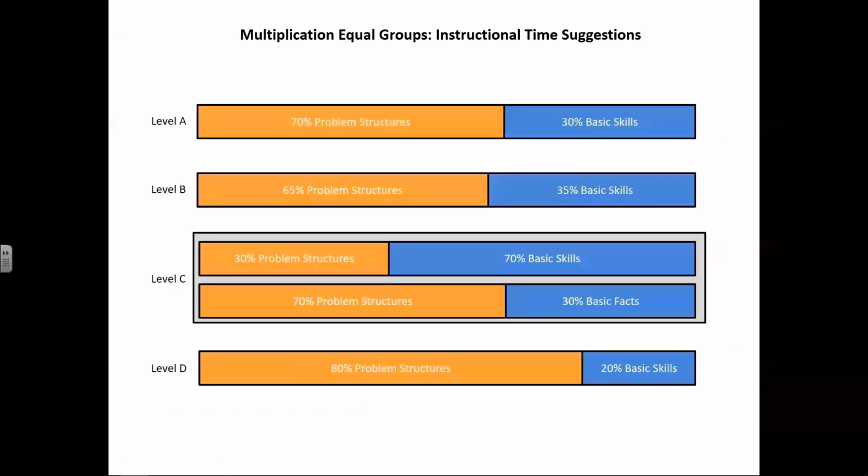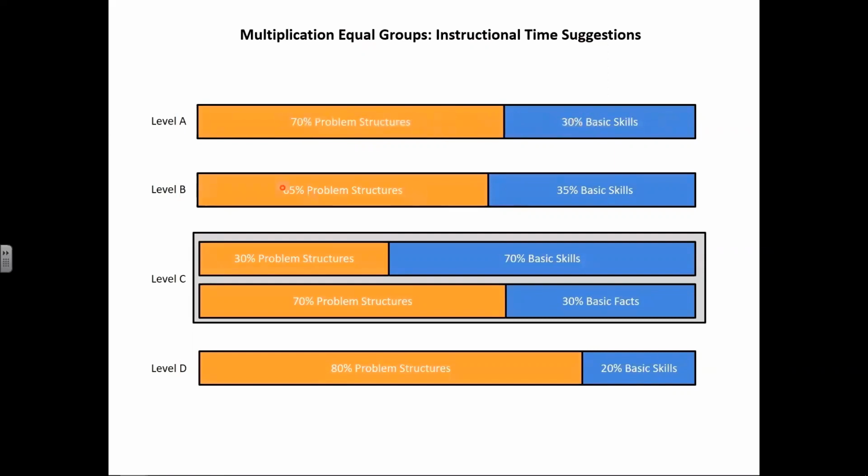So this is just a quick guide for when you're thinking about your instructional time, and it's a suggestion, okay? The big word is suggestion. You don't have to follow this, but when you're working with level A, you want to spend about 70% of your time working on structures, then 30% working on the basic skills. What's nice about level A is the skip counting is already ingrained into the lessons, so you don't really have to do a separate thing.